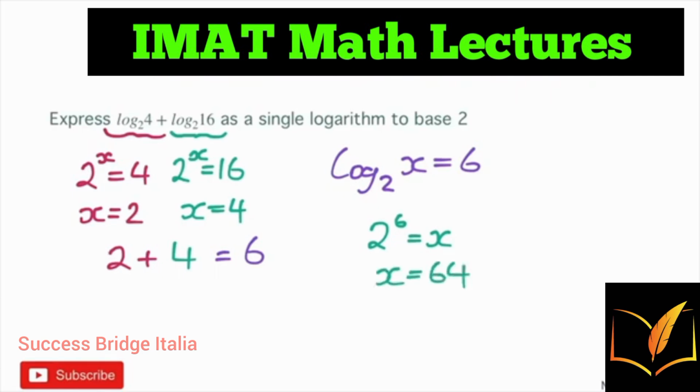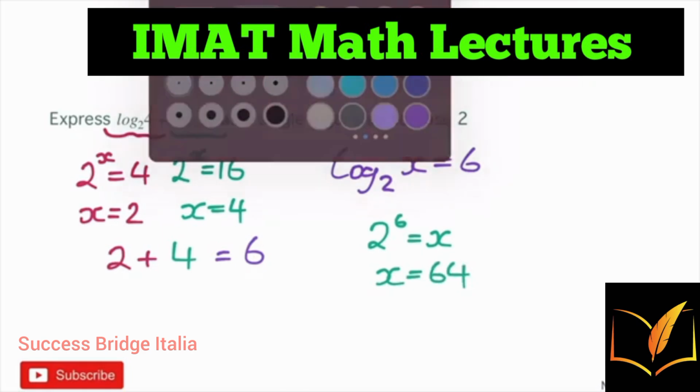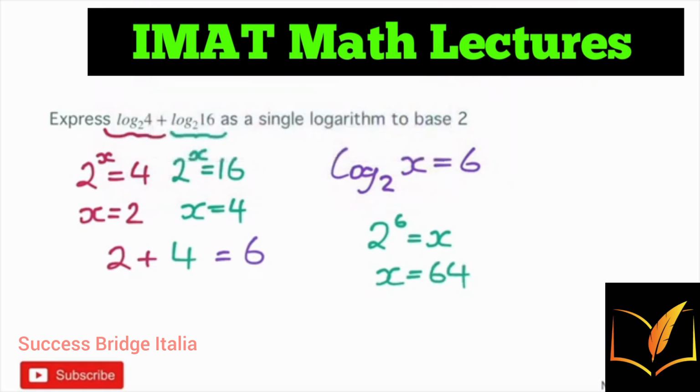Or in other words, if we're going to write this as a single logarithm to base 2, we would write log base 2 of 64. Okay, now let's think about how this links to what we've learnt already looking at laws of indices. If we look at these two numbers that were in our logs, 4 and 16, there's a link between 4 and 16 and the one that we have now, 64. And that link is essentially, we just have to multiply these numbers together, 4 times 16.